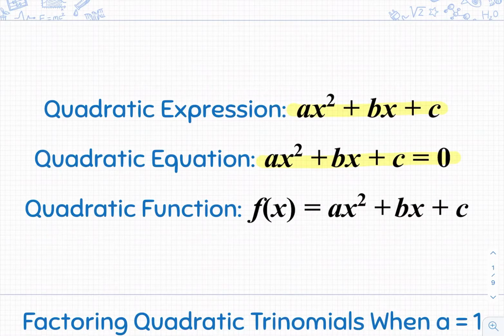So it's going to be important when you're factoring to make sure that your expressions are in standard form. And all through the rest of this unit, and this unit will last a long time, it all has to do with quadratics. So we're going to start by learning how to factor.